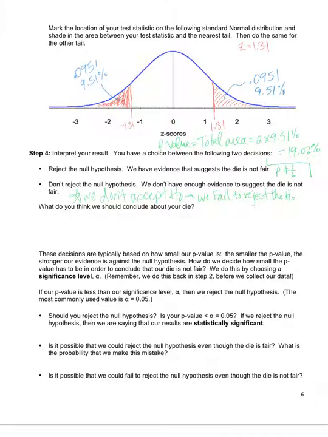Okay. So keep in mind, we're not proving that the null hypothesis is true, which is why we want to stay away from the word accept. We're not proving that the null hypothesis is true, just that there is a lack of evidence to refute it. All right, so what should we conclude about our die? Well, in this case, I would say that we should not reject the null hypothesis.